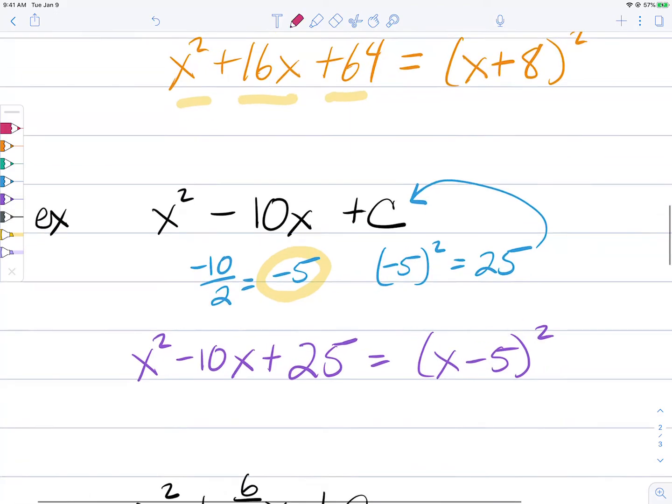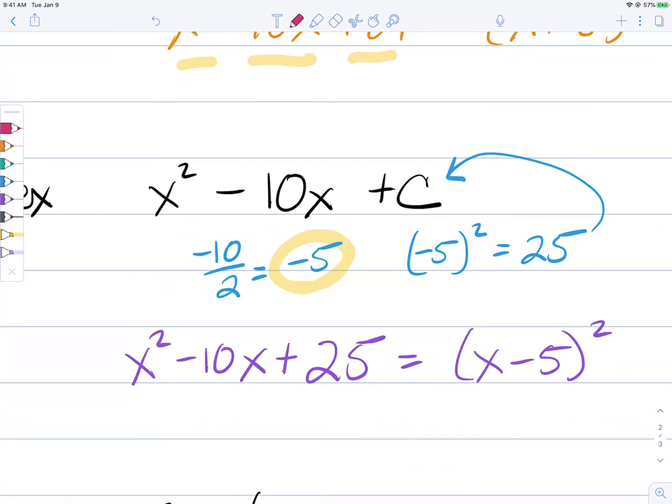If you remember, factoring a trinomial where x squared is by itself, you might have remembered back in the day in Algebra 1, you're doing a diamond problem and you're trying to find what two numbers multiply to 25 and add to negative 10.